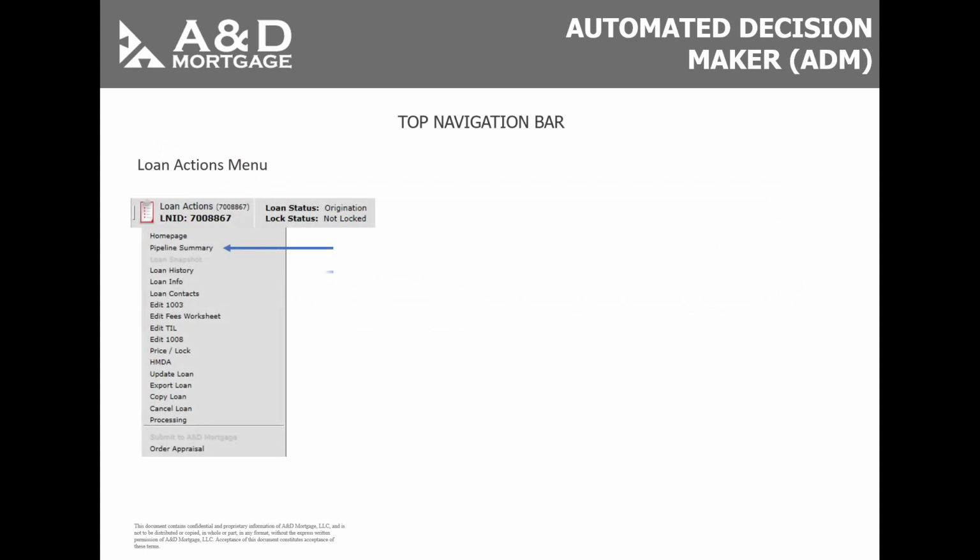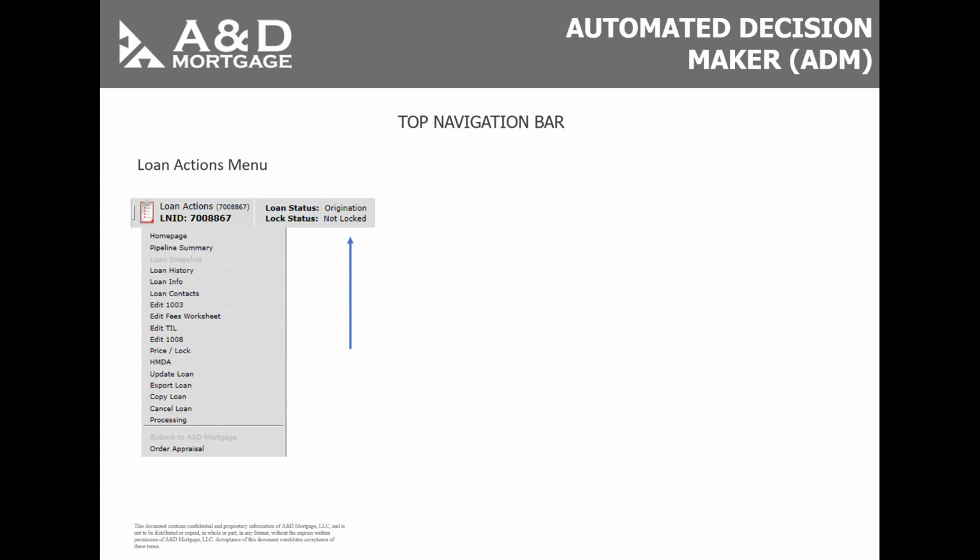Once your loan has been entered and you are on the Edit 1003, we'll look at the options that we have from the top navigation bar. On the left side is the Loan Actions menu, where you will have several navigation options, such as looking at your pipeline summary, your loan history, edit the 1003, edit the fees worksheet, and your price lock.